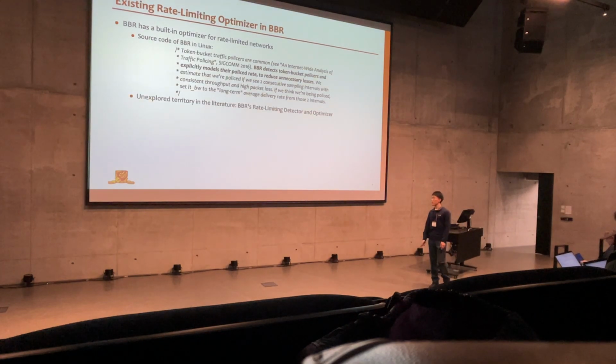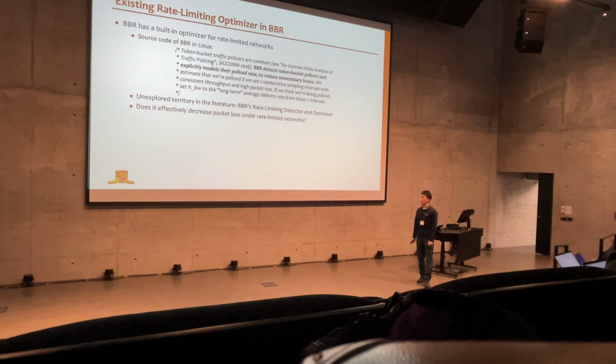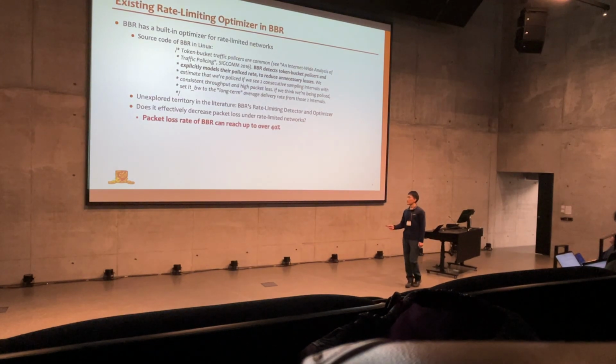As far as we know, BBR's rate-limiting detector and optimizer haven't been discussed in the literature thus far. So the question is, does it effectively decrease the packet loss rate in rate-limited mobile networks? Based on our real-world experiments, we found that the packet loss rate of BBR can reach up to 40%. So BBR needs some improvement in rate-limited mobile networks.